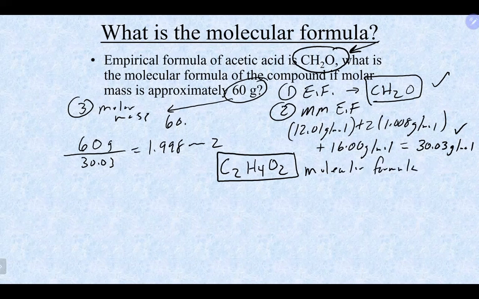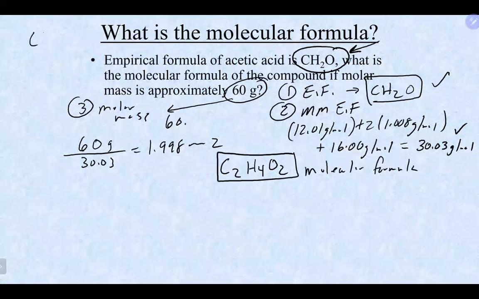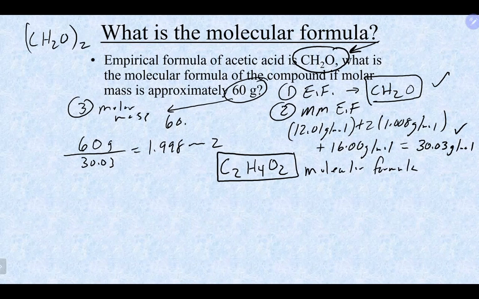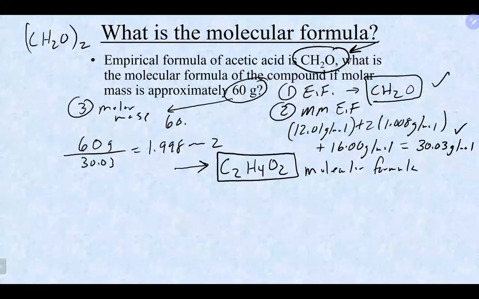Sometimes people, especially with molecular and empirical formulas, put the empirical formula in parentheses with the little number on the bottom. I personally think you should distribute it out, but you'll sometimes see it written on top left there. So again, we're basically just trying to find a factor to multiply the empirical formula by to get to our molecular formula. Any questions on that step there?